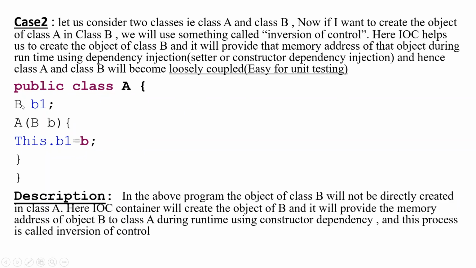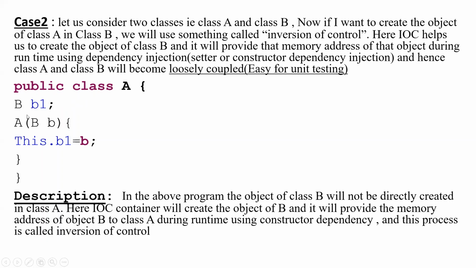So how do I normally create it? B1 is equal to new B. If I do it like that, it means I am creating the complete object of B in A. Instead of doing that, my container will create the object, meaning the container will create new B. The moment it creates a new B, the object will be created and a memory address will be generated, right? That memory address will be injected into B1 during runtime using a process called dependency injection.